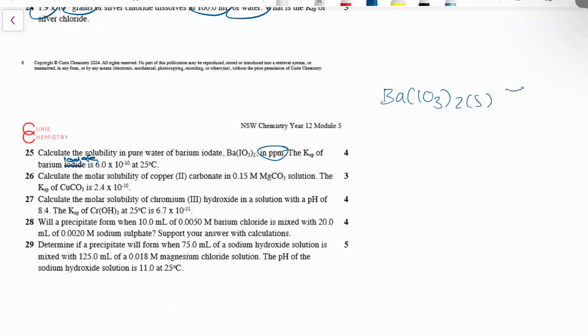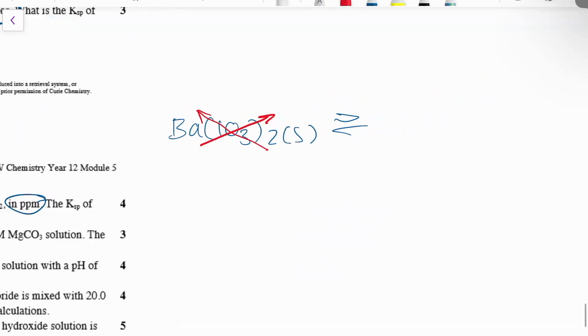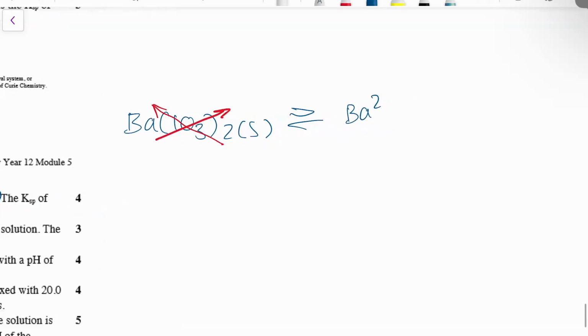BaIO32 solid on the left. If I reverse my crisscross method, I get the iodine with a 1 charge and the barium with a 2 charge. So Ba2, and then metals tend to have the plus charge, so it's Ba2 plus, and then it's IO3 minus. So to balance it out, I need a 2 out the front here.